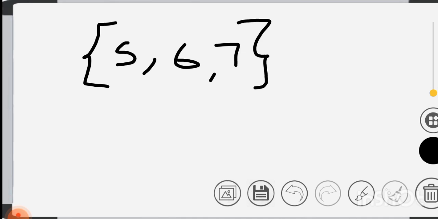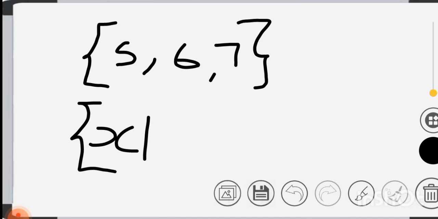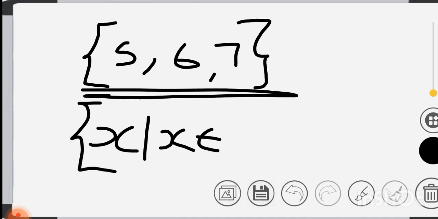There's another way I can write this: X such that X belongs to. Okay, before I do this, let me quickly explain something. Just keep this in mind. There are some things you have to understand in sets, which are the set notations.